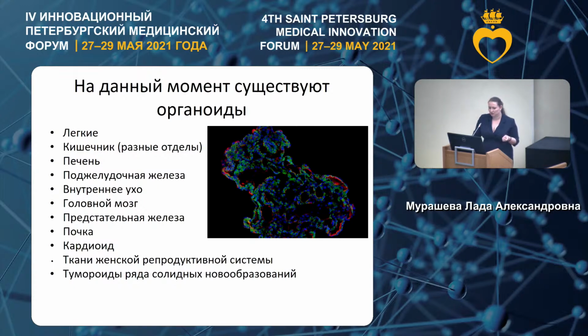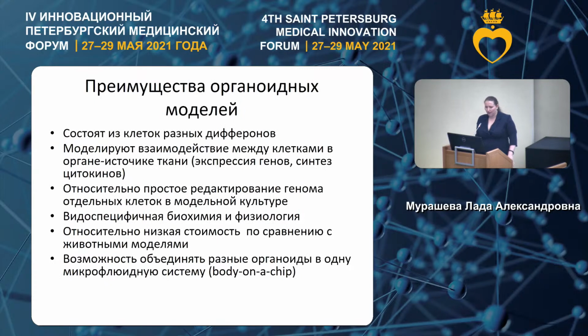Cardioid is an organoid of the cardiac muscle. There are cardioids that can contract spontaneously and independently, and each cell has its own rhythm. Tissues of the women's reproductive system, endometrium, tube, and tumoroids of some solid tumors, for instance colorectal cancer, can be easily studied. Advantages of organoid models versus 2D and 3D spheroids.